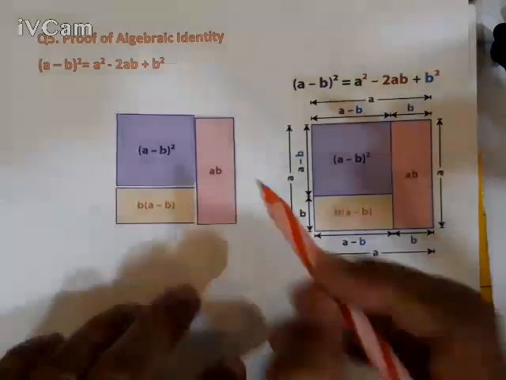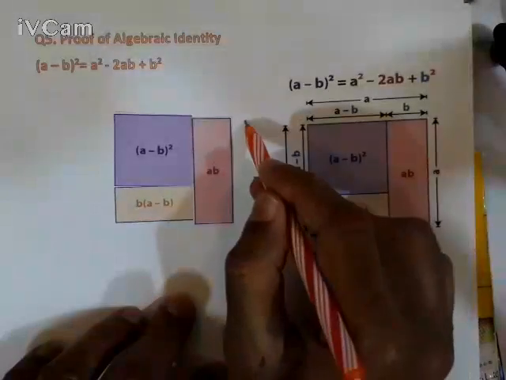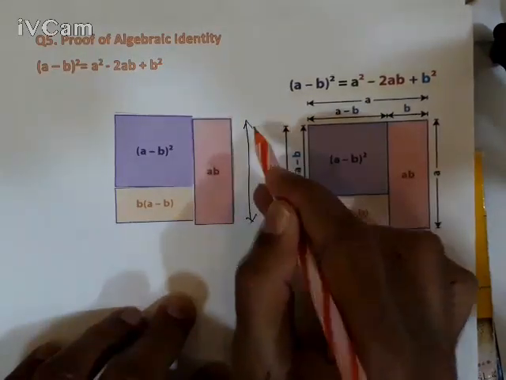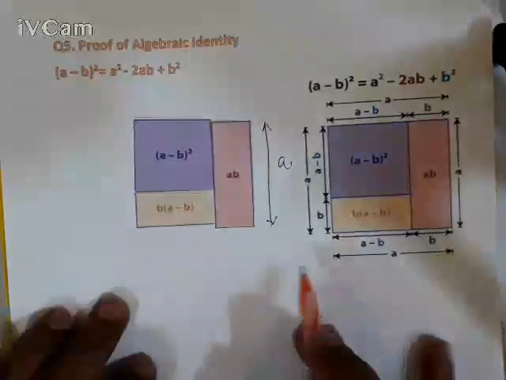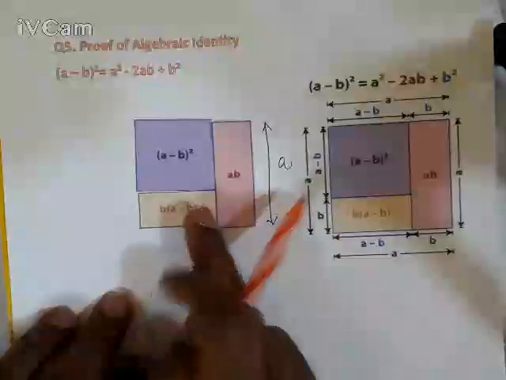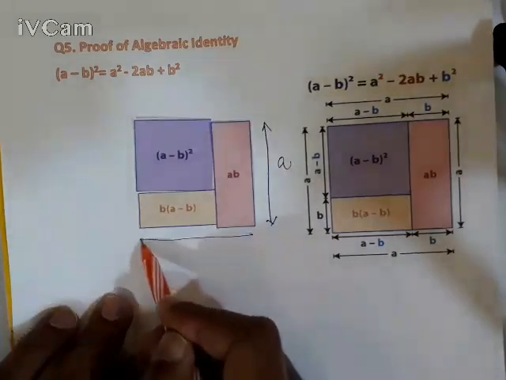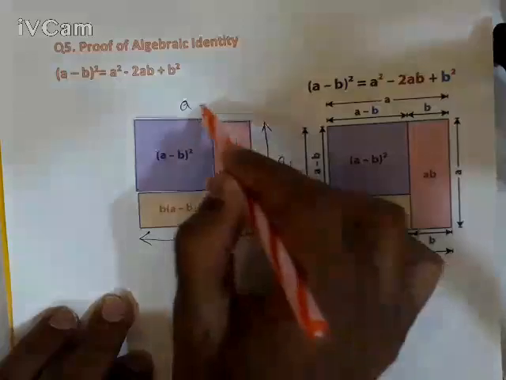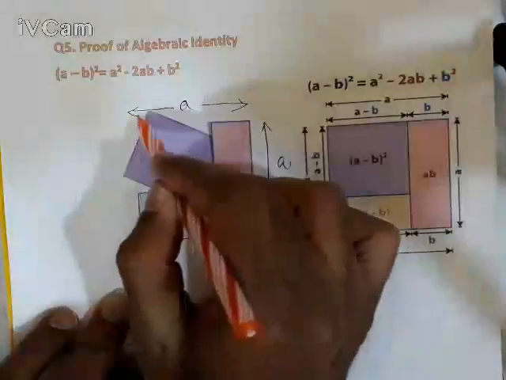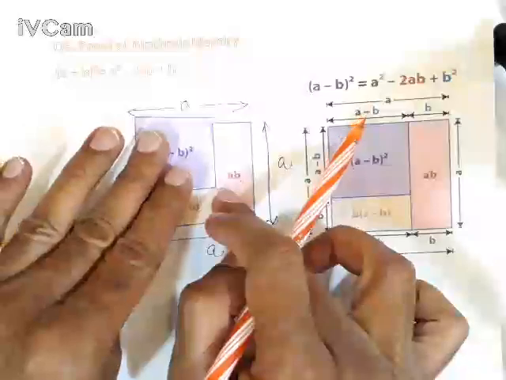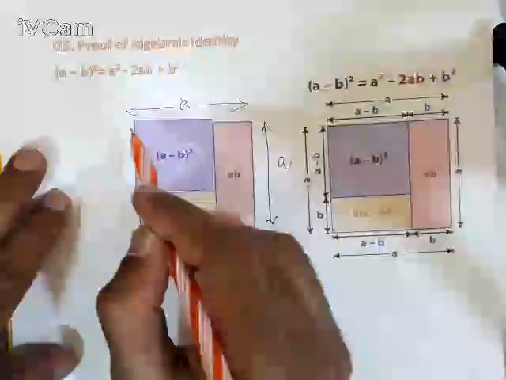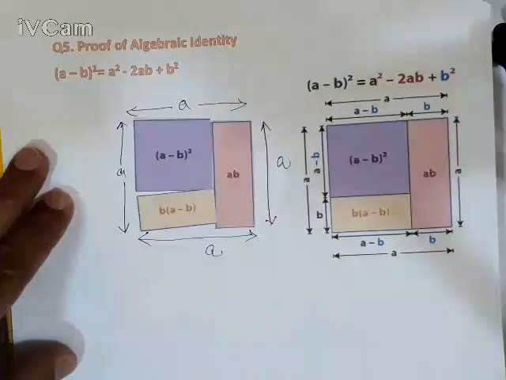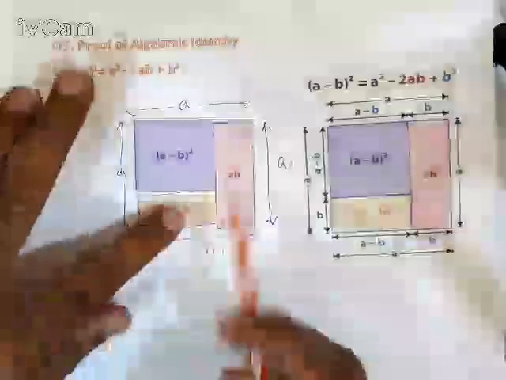Now we know that this is a square, so let us suppose that the name of this side is a, and if it is a square, it means all the sides are equal in measure. So this is also a, this one is also a, and this side is also a.